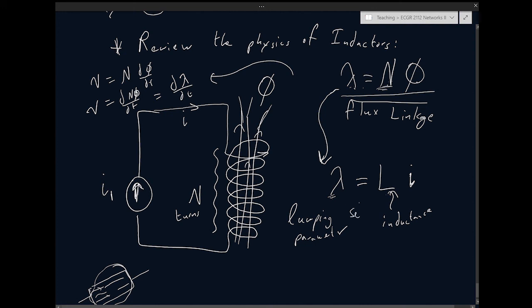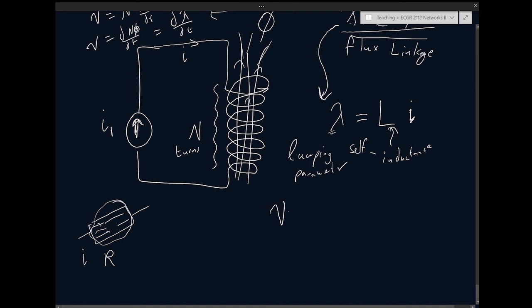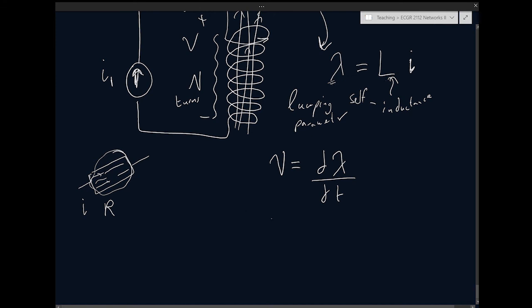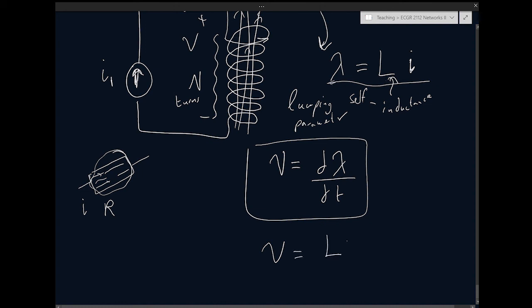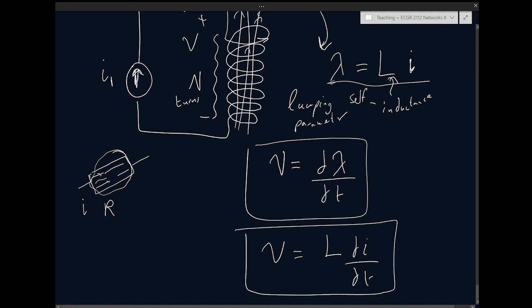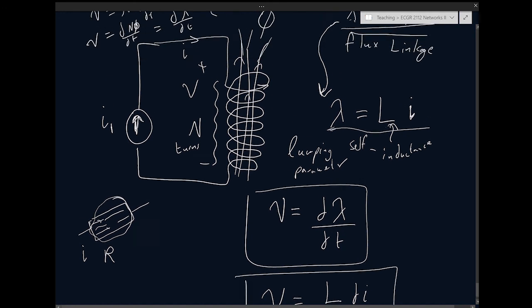This is what we call the self-inductance. Okay, we know from Faraday's law that V across the coil equals d lambda by dt. This is Faraday's law. And so I plug this in and I end up with my familiar equation, V equals L di by dt. So this is a quick review of the physics of self-inductance, of a single inductor.